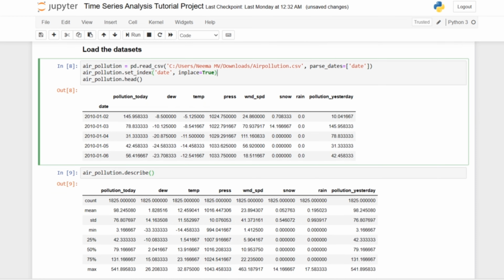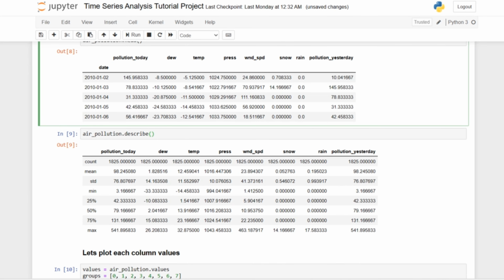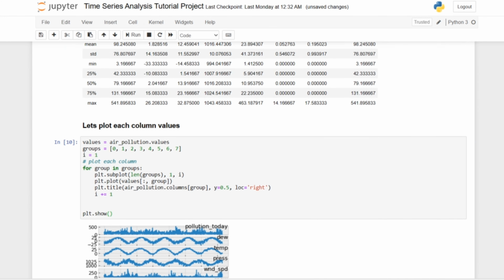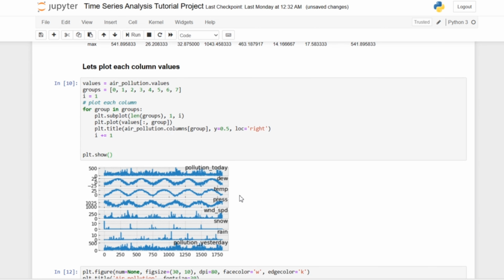As usual, you can also look into the describe function, which provides the count, mean, standard deviation, min, max, and at the same time all the interquartile ranges: 25%, 50%, 75%. And here let's plot each column value, guys. These are the column values.